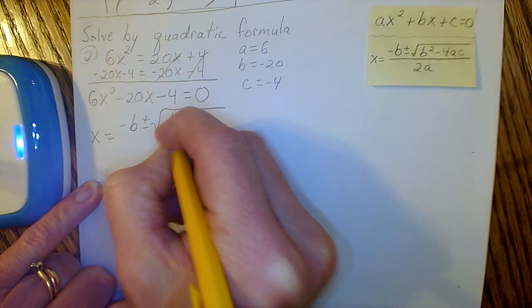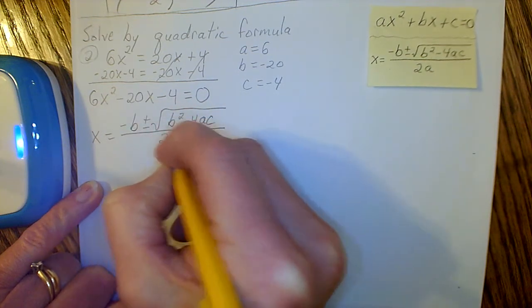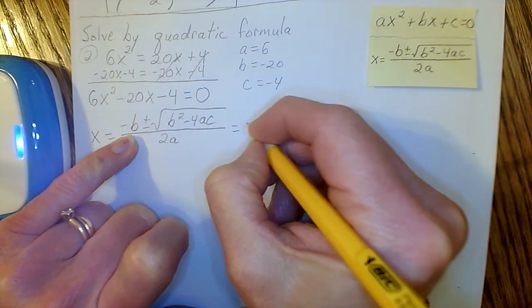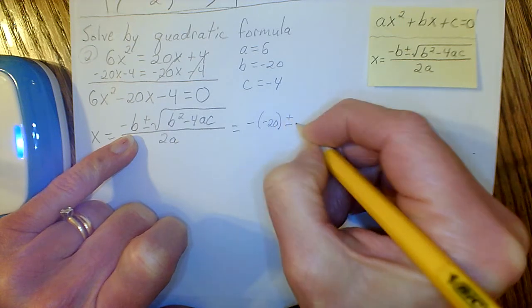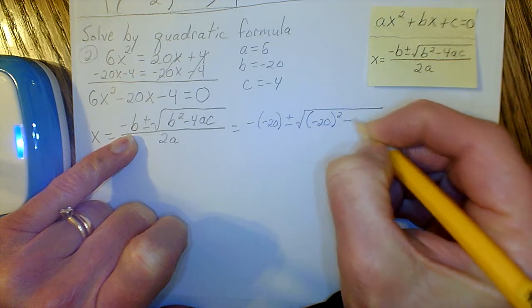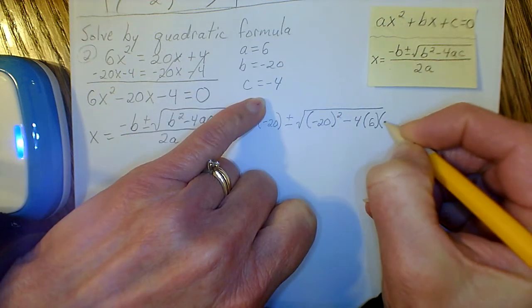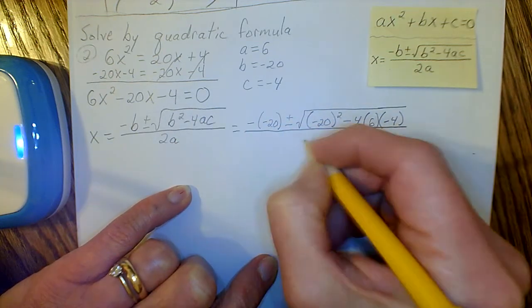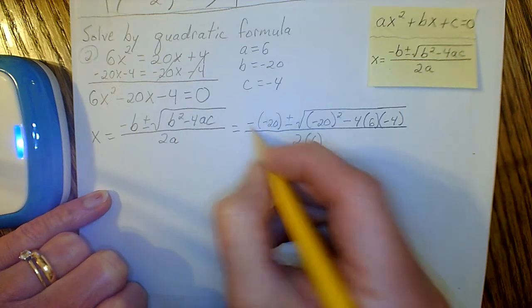Again, it's a good idea to write it out. Get in the habit of doing that so that you can start memorizing it. It'll help you later on. So negative b, that's going to be negative 20, plus or minus the square root of negative 20 squared, minus 4 times a, which is 6, times c, which is negative 4, all over 2 times 6. So now let's simplify this part.